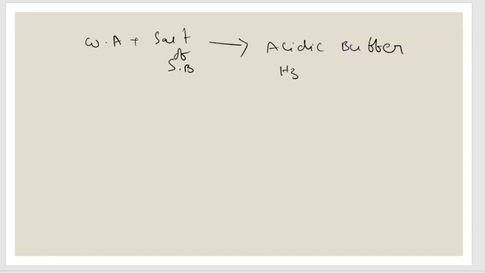Suppose we consider H3PO4, it is a weak acid. I'm going to take NaOH, which is a strong base. The salt of this weak acid is nothing but Na3PO4. So H3PO4 and Na3PO4 definitely can act as an acidic buffer, which resists the change in pH.